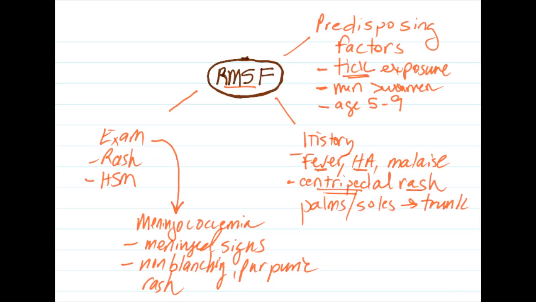So going back to Rocky Mountain Spotted Fever, some of the lab findings that we would expect are really just nonspecific and would include thrombocytopenia and elevated transaminases. We see this pattern a lot in most tick-borne illnesses. Hyponatremia may also be seen.